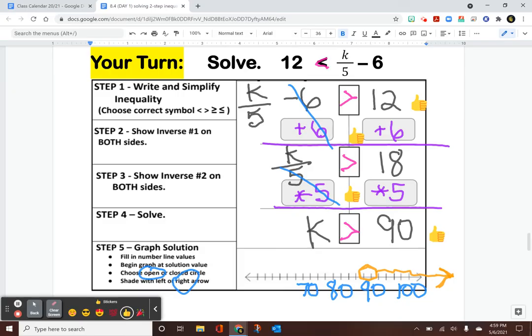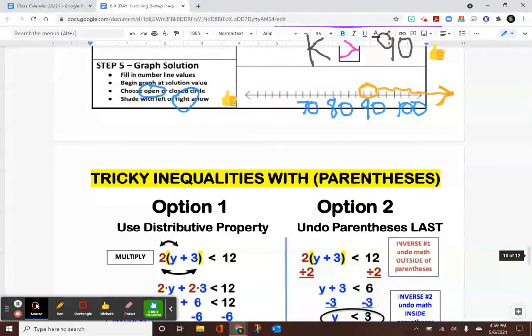The number line should have started at 90, kept an open circle, and headed to the right where all the greater numbers live. How'd you do on that one? Are you solving your inequalities okay?